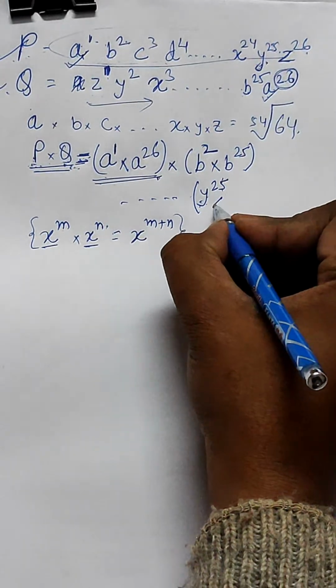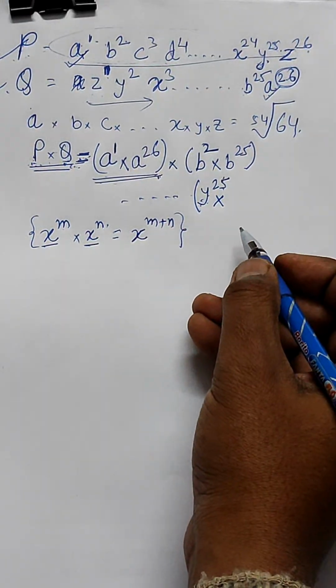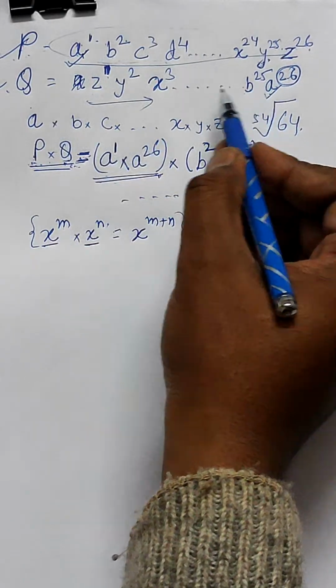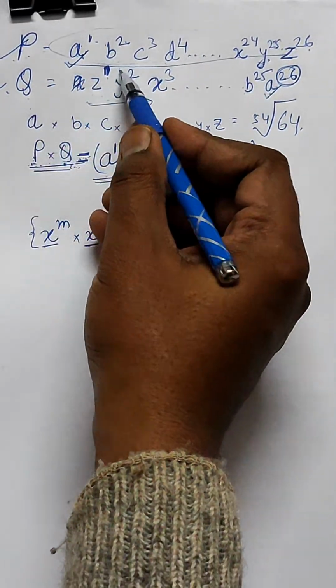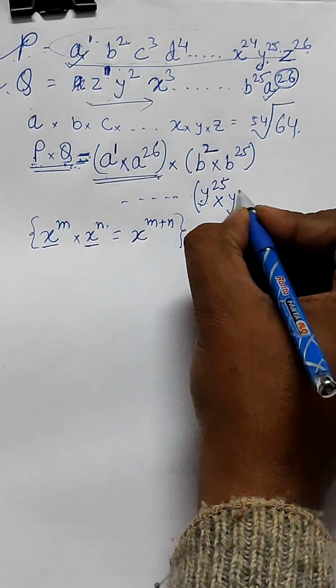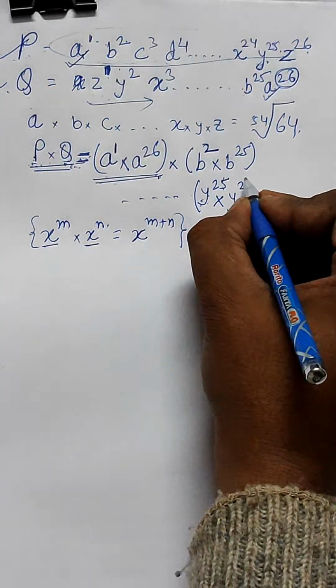Yes. If there are any queries, you can put them in the chat box. And similarly, the y component from q is y square, so keeping it over here in a single bracket.